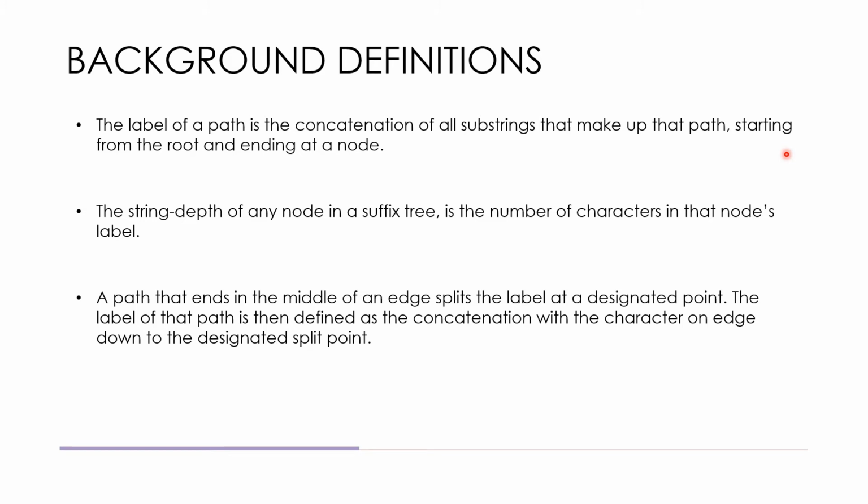So 3 more definitions here. First one is the label of a path, which is the concatenation of all substrings that make up the path, starting from the root and ending at the node. And then we have the string depth, which is the number of characters in the node's label. And we're also going to see a picture of how all this makes sense, which is going to be better to understand. And then lastly, a path that ends in the middle of an edge splits the label at a designated point, and then the label of that path is defined as the concatenation with the character on the edge down to the designated split point.